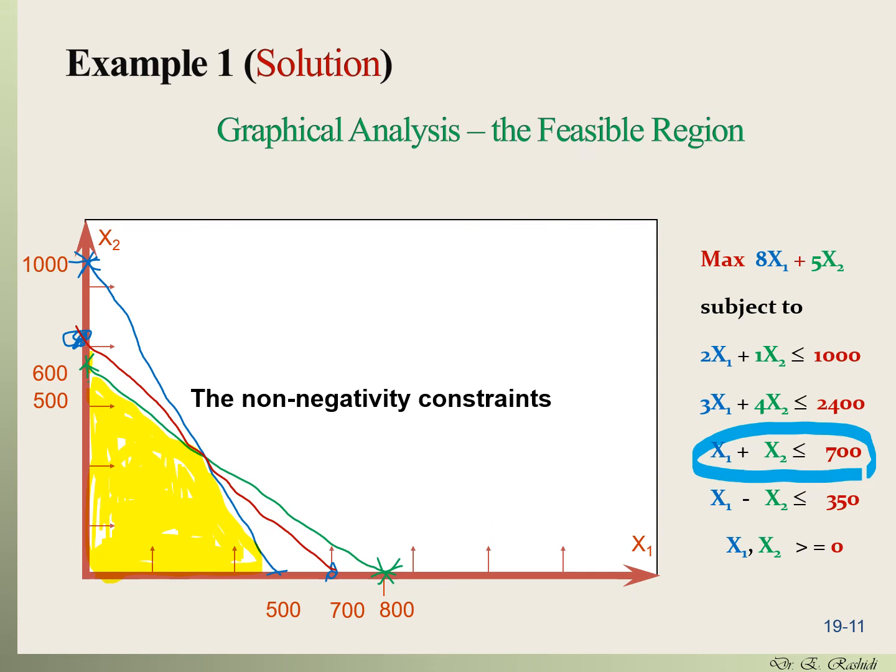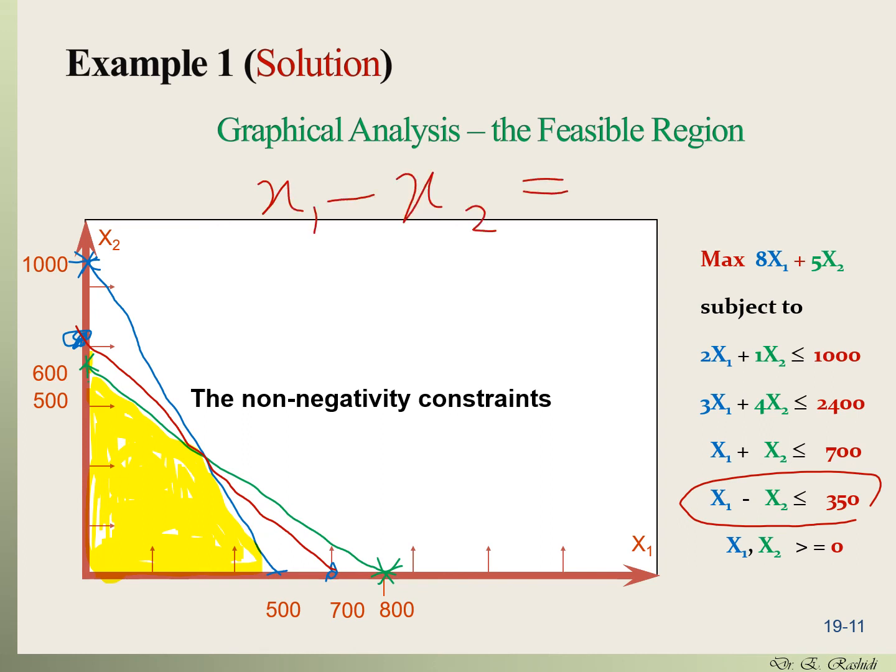All right. Now let's go to the next constraint. I'm going to write it here: x1 minus x2 should be equal to 350. I want to draw this line. If I set x2 equal to 0, x1 is equal to 350. So this is, for example, somewhere here. This is 1 point: x1 350, x2 equal to 0.